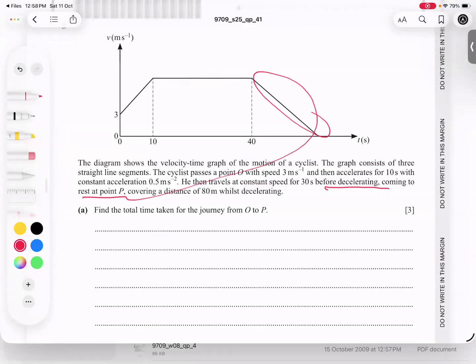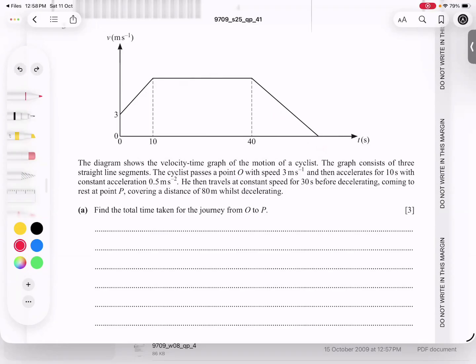So this is called deceleration, and the distance traveled while decelerating is 80 meters. So this distance is very simple, 80 meters, in the last triangle. We need to find the total time. If I get this time, I will add them up, or if I get this time, I just add them. So have a look now at how we can do it.